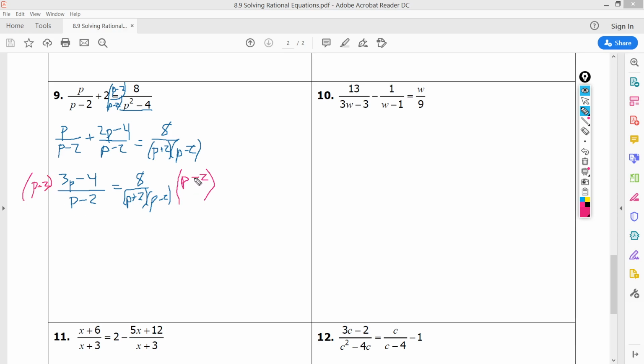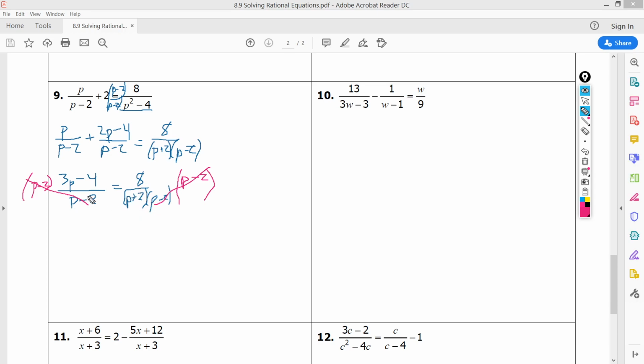Well, what happens? P minus 2 and p minus 2 cancel. So it turns out these p minus 2s actually don't factor into our answer for this question at all, because both sides of the equation are being divided by p minus 2. So when we multiply everything by p minus 2, it cancels. Okay? So we don't have to worry about cross multiplying those.